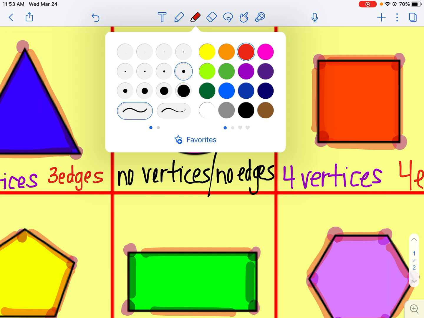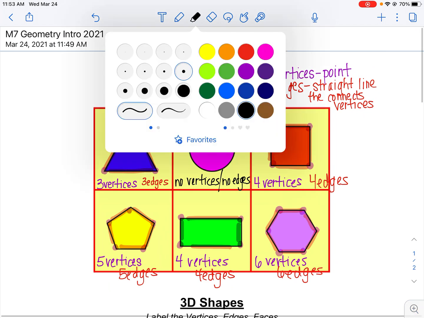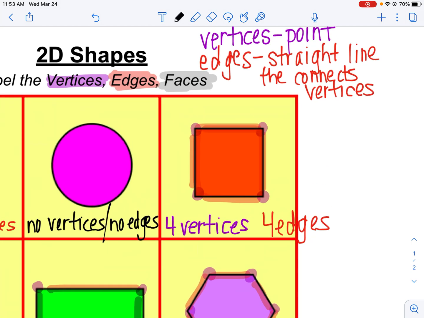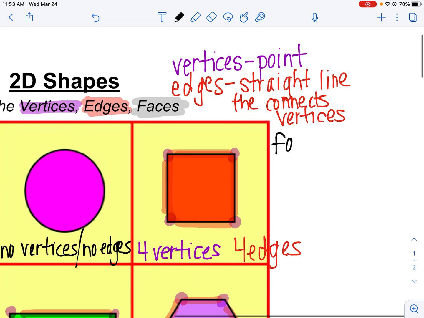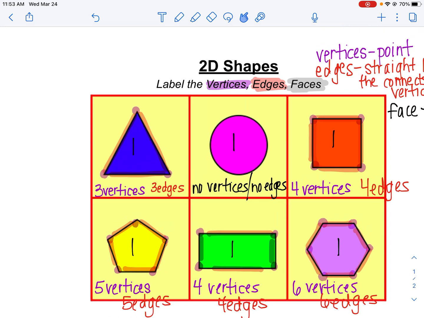The last thing we're going to talk about are the faces of a shape. And when we're talking about two-dimensional geometry, every shape has one face. So the face is the flat side. So all of them have one singular face because they're laying flat, kind of imagining laying them flat on the piece of paper.